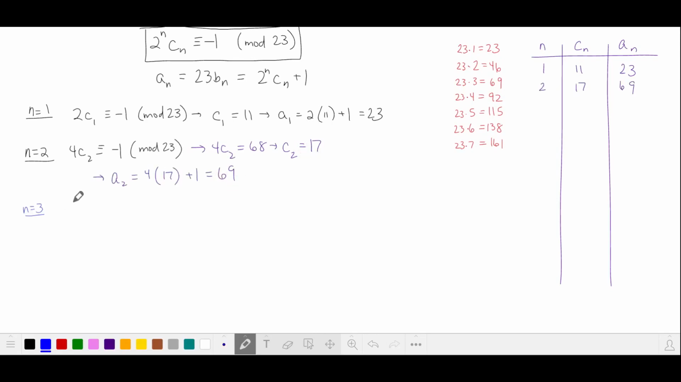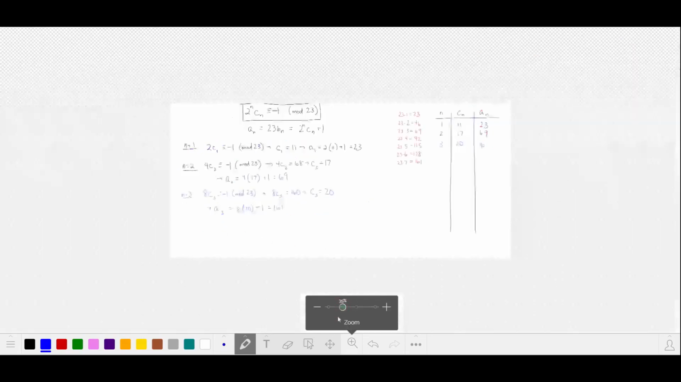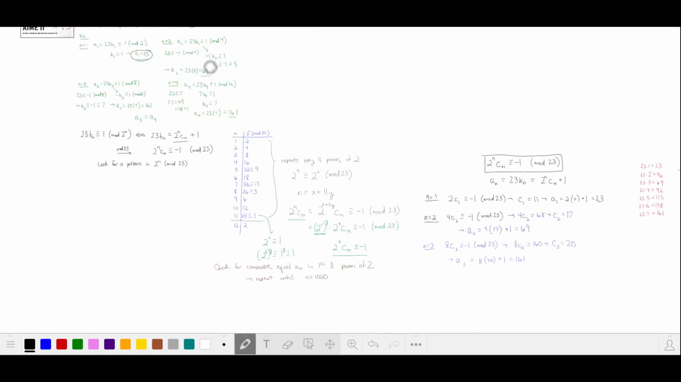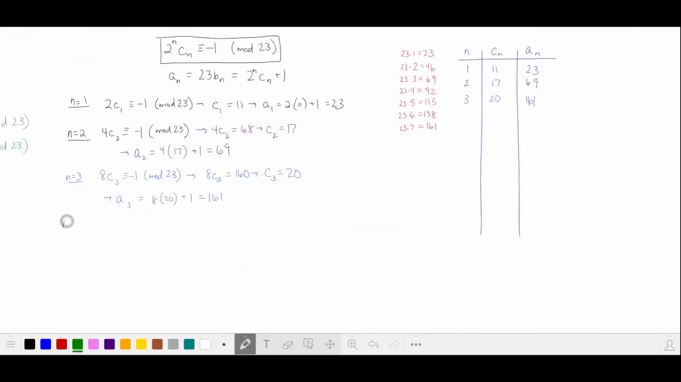For n equals 3, that's 2 cubed. We look for a multiple of 8 that's one less than a multiple of 23, and we find it in 160. This gives us c3 is equal to 20, and a3 is 161. These numbers ring a bell from our previous example, 69 and 161. So let's continue with n equals 4. We're looking for a multiple of 16 that's one less than a multiple of 23. Again, we find our answer in 161.